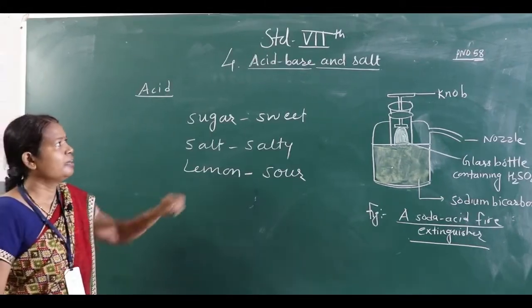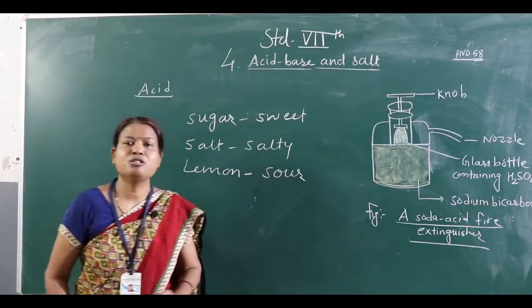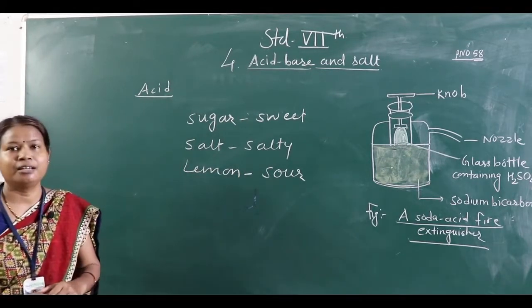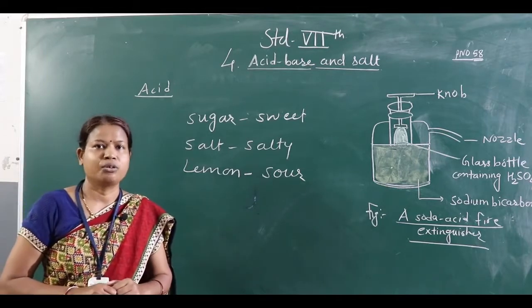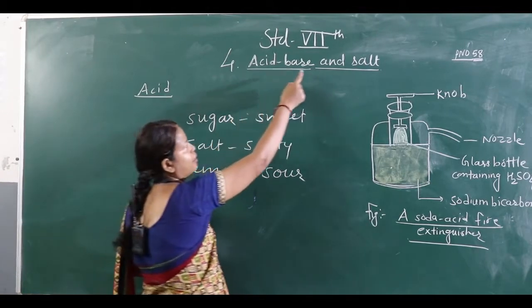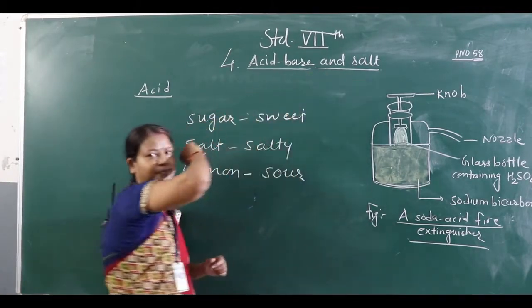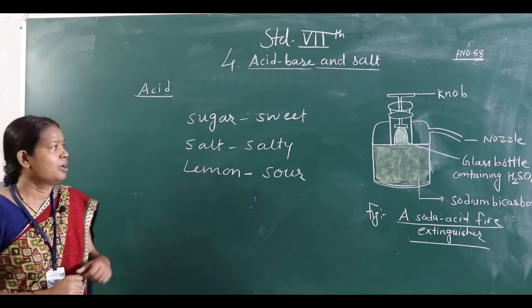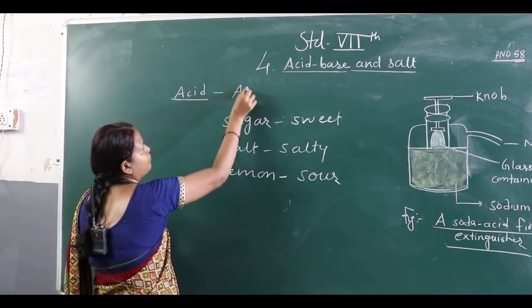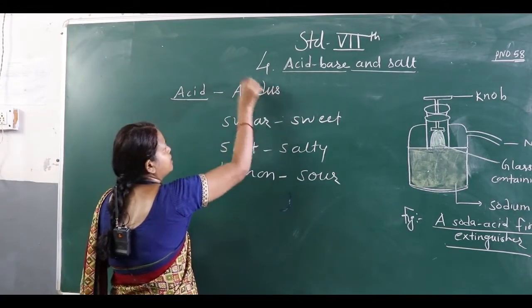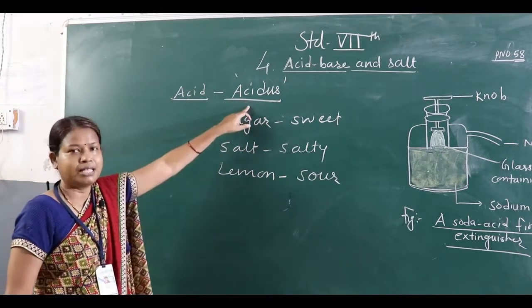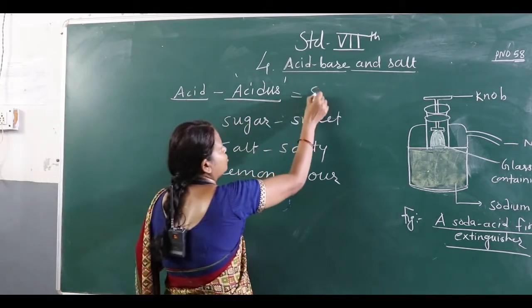Similarly, in science, millions of compounds have been found up till now, and that's why it is necessary to classify the compounds of chemicals. We classify the compounds as acid, base and salt. What is acid? The word acid comes from the word acidus, and its meaning is sour.